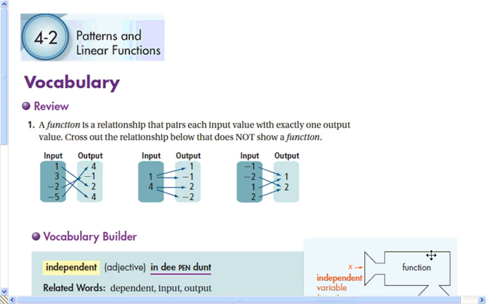Hey class, this is lesson 4.2. The objective here is to identify and represent patterns that describe linear functions. Let's get a definition here so you understand what a function means. A function is a relationship that pairs each input value with exactly one output value.